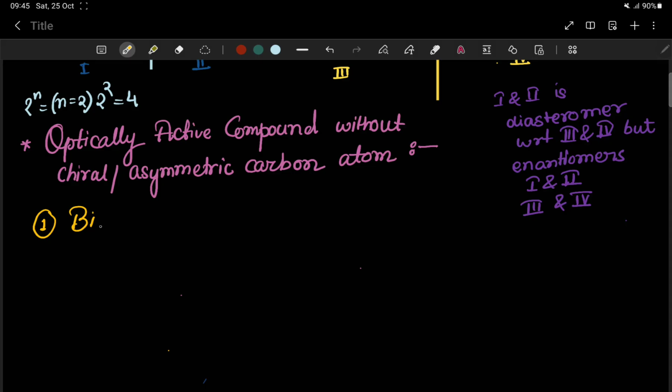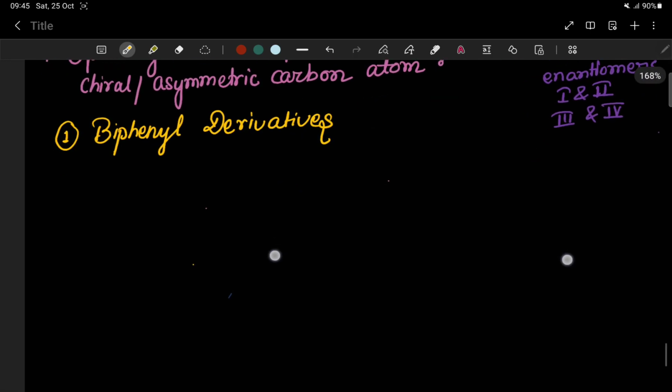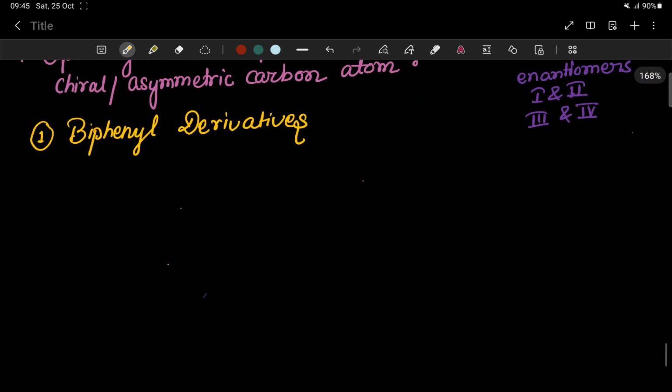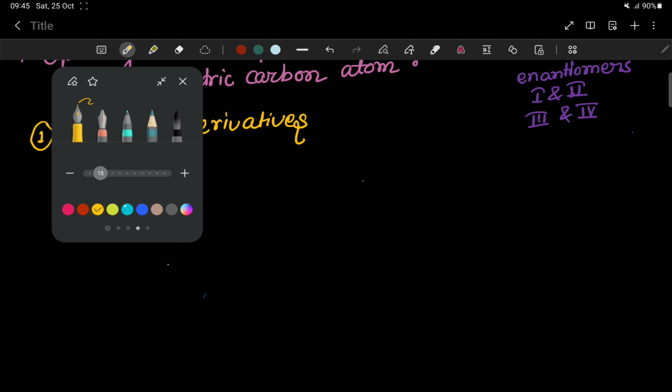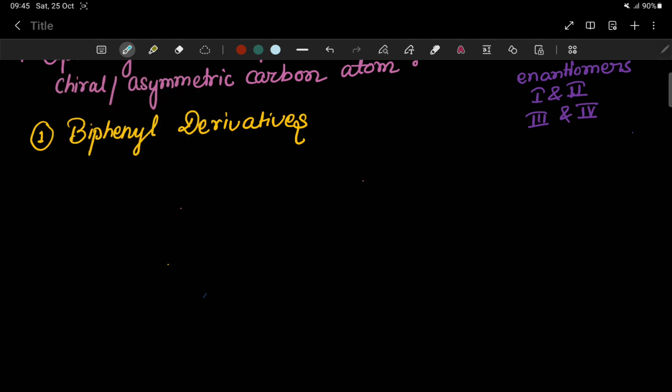Biphenyl derivatives. Okay, so what is a biphenyl derivative? Let me draw it for you. Whenever you see biphenyl, I'm just decoding it. I hope in plus 2 you have already learned all this stuff, but why am I showing you all this again? Because once you revise the things, you understand them more clearly and can effortlessly draw this in your upcoming exam.